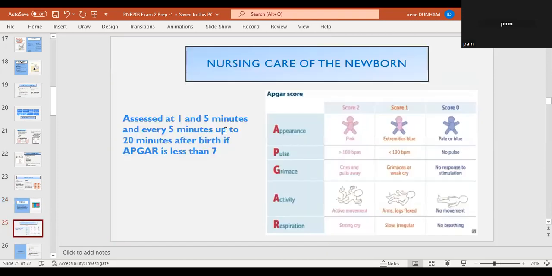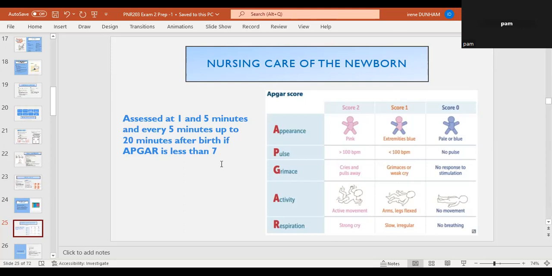All right, now we're going to go into the newborn. So hang in there with me. So now we're on nursing care of the newborn, and it's called the APGAR score. Now, just to let you know, Dr. Virginia Apgar is the doctor who came up with this. And why are we doing an APGAR score? We do it so we know what level of resuscitation that infant needs at birth.